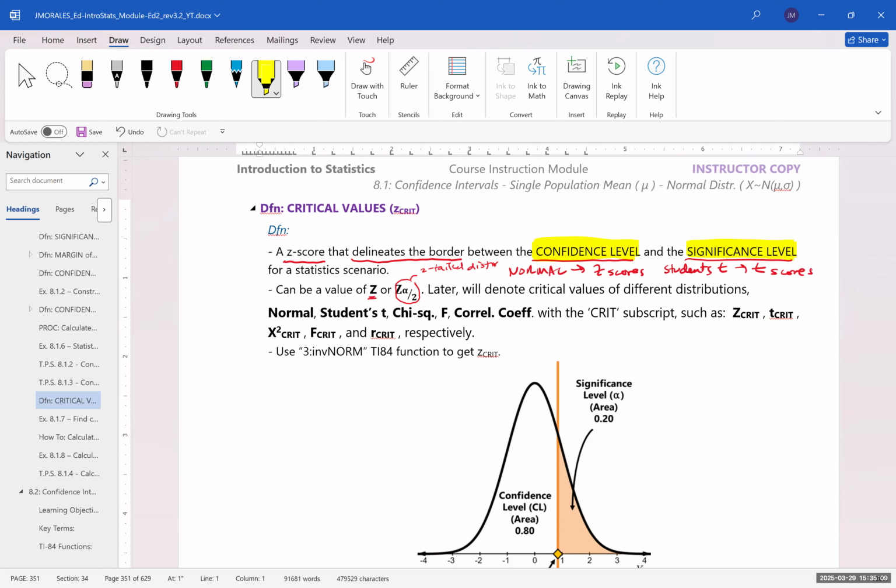So right now we've got a Z critical value, but very soon we're going to have a T critical value. And later we'll have a chi-squared critical value, an F critical value, and even an R critical value.